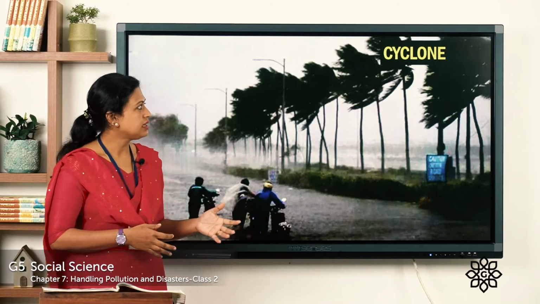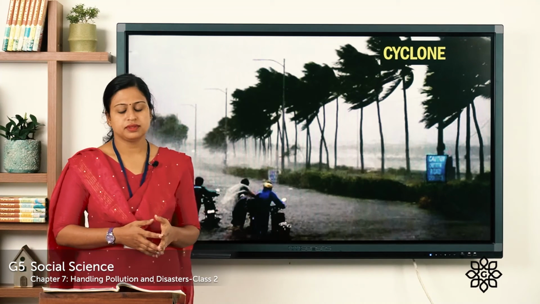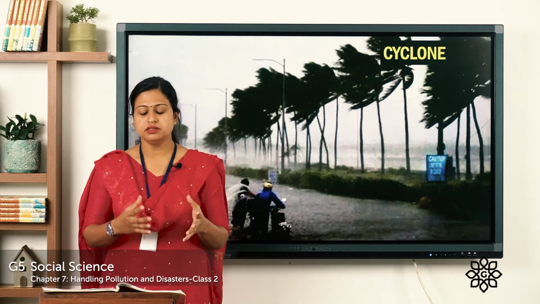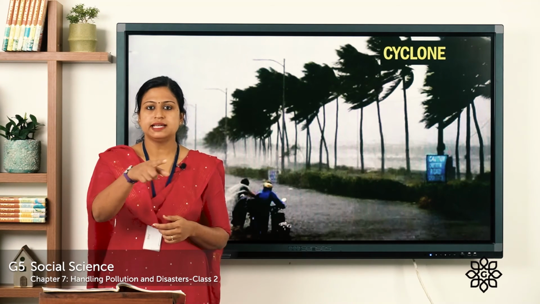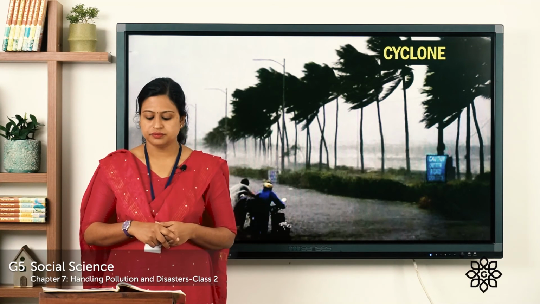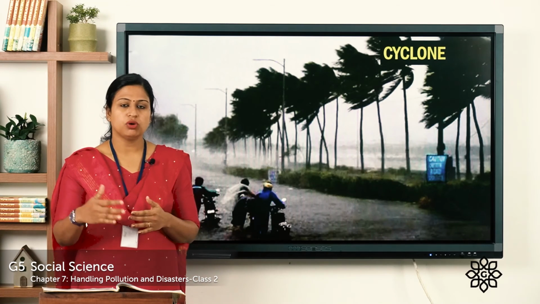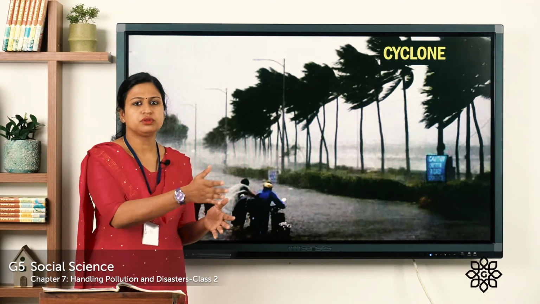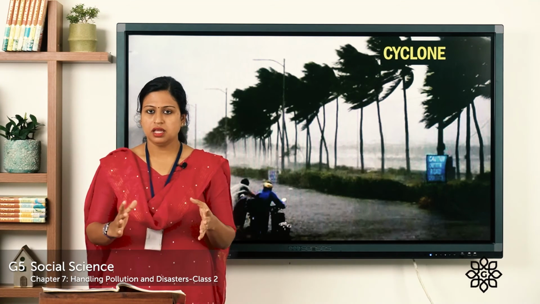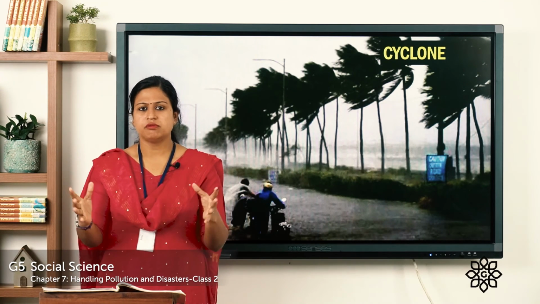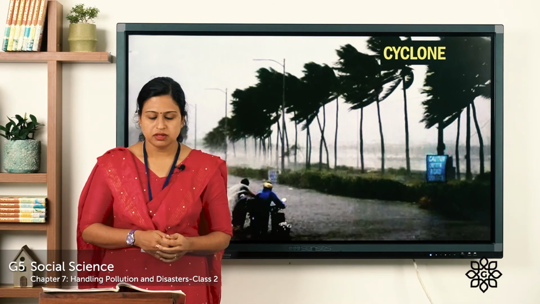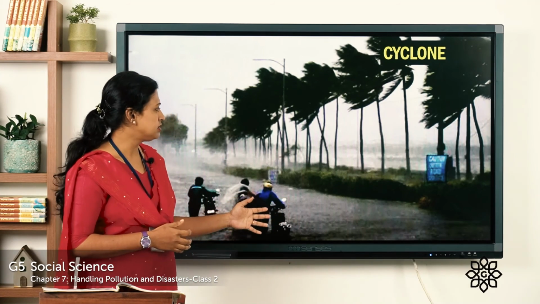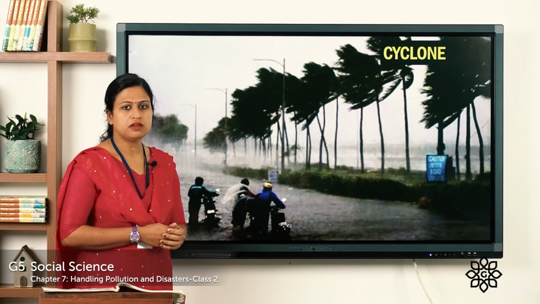Next disaster is cyclone. As you can see here in the picture, it is a severe storm in which wind spins in a circle. Cyclones are formed over the oceans or seas and they move towards the land. They combine the power of wind and water. This also creates lots of destruction and loss of life.